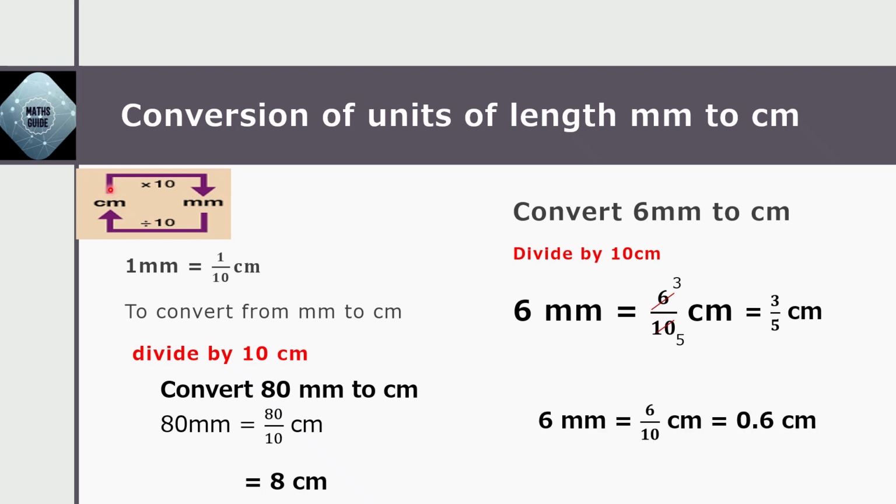Now let's write this answer in decimal. When we divide 6 by 10 centimeter, we get 0.6 centimeter. Just put the decimal according to zeros in the denominator.